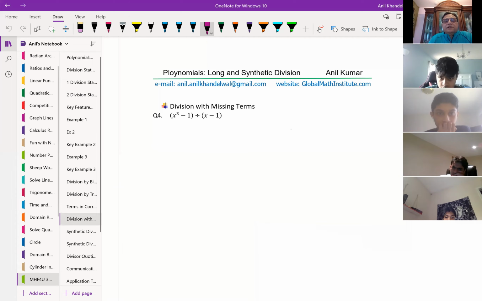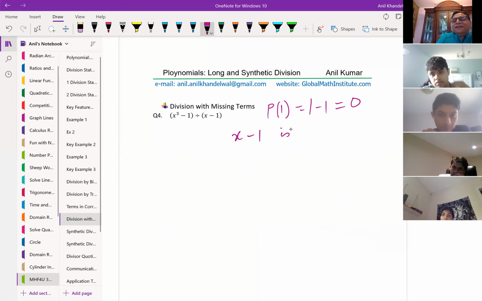So the question here is, I have to now divide x cubed minus 1 by x minus 1. What should be the remainder? Can anybody tell me what is the remainder in this case? That is 0. Yes. If I put 1 here, I get 1 minus 1, which is 0. So if 0 is the remainder, in that case, we will say that x minus 1 is a factor, right? Is that clear to you? So that becomes the factor theorem.